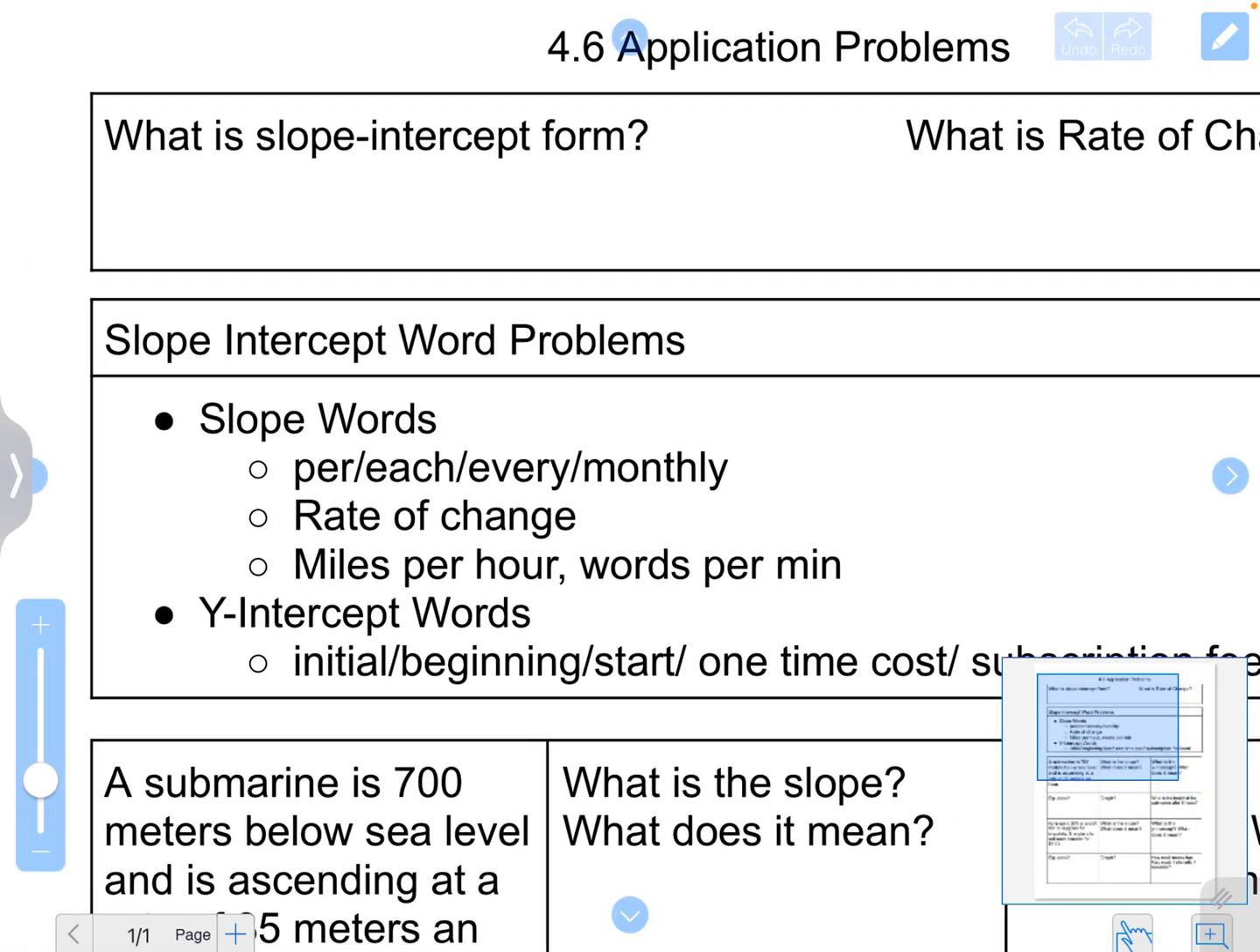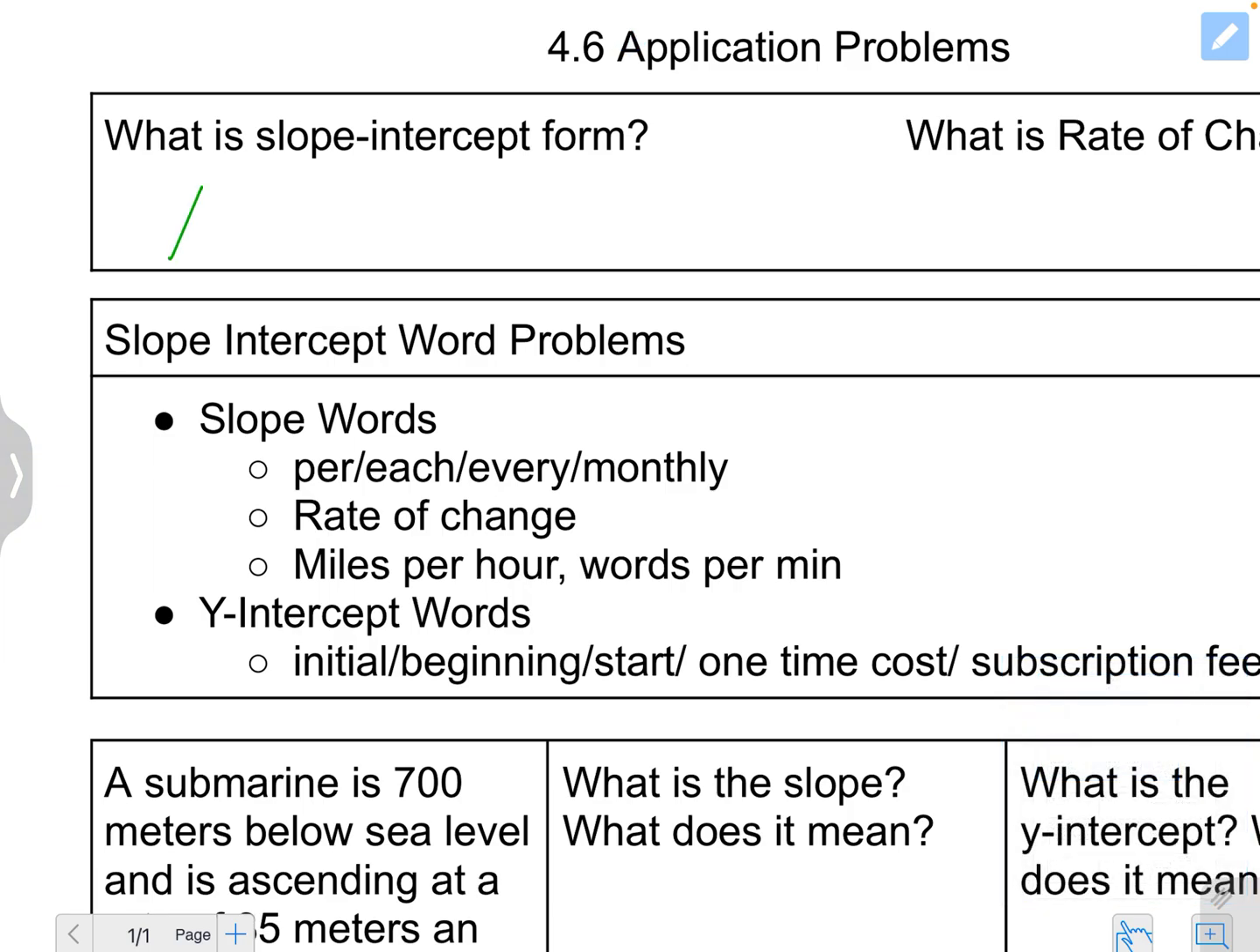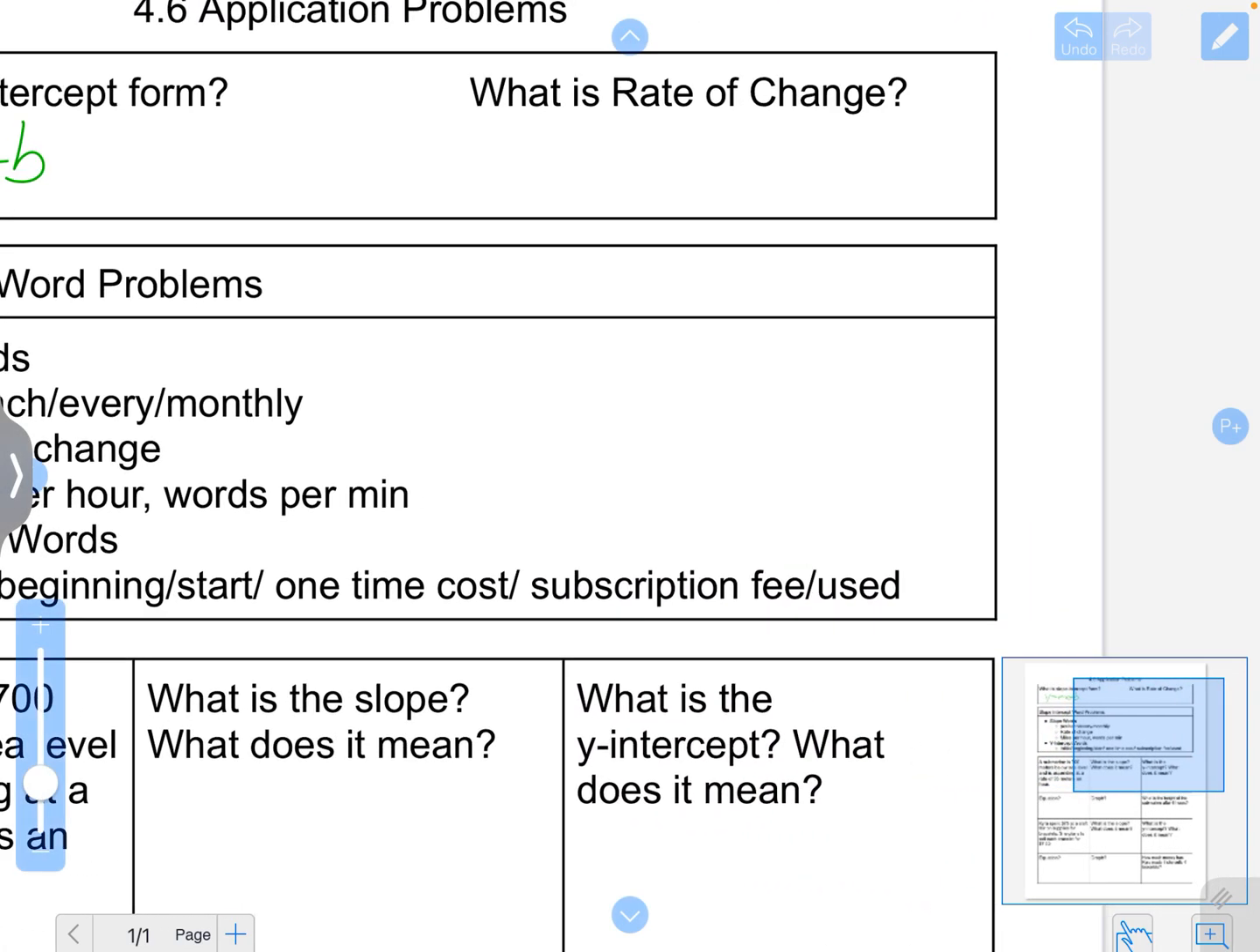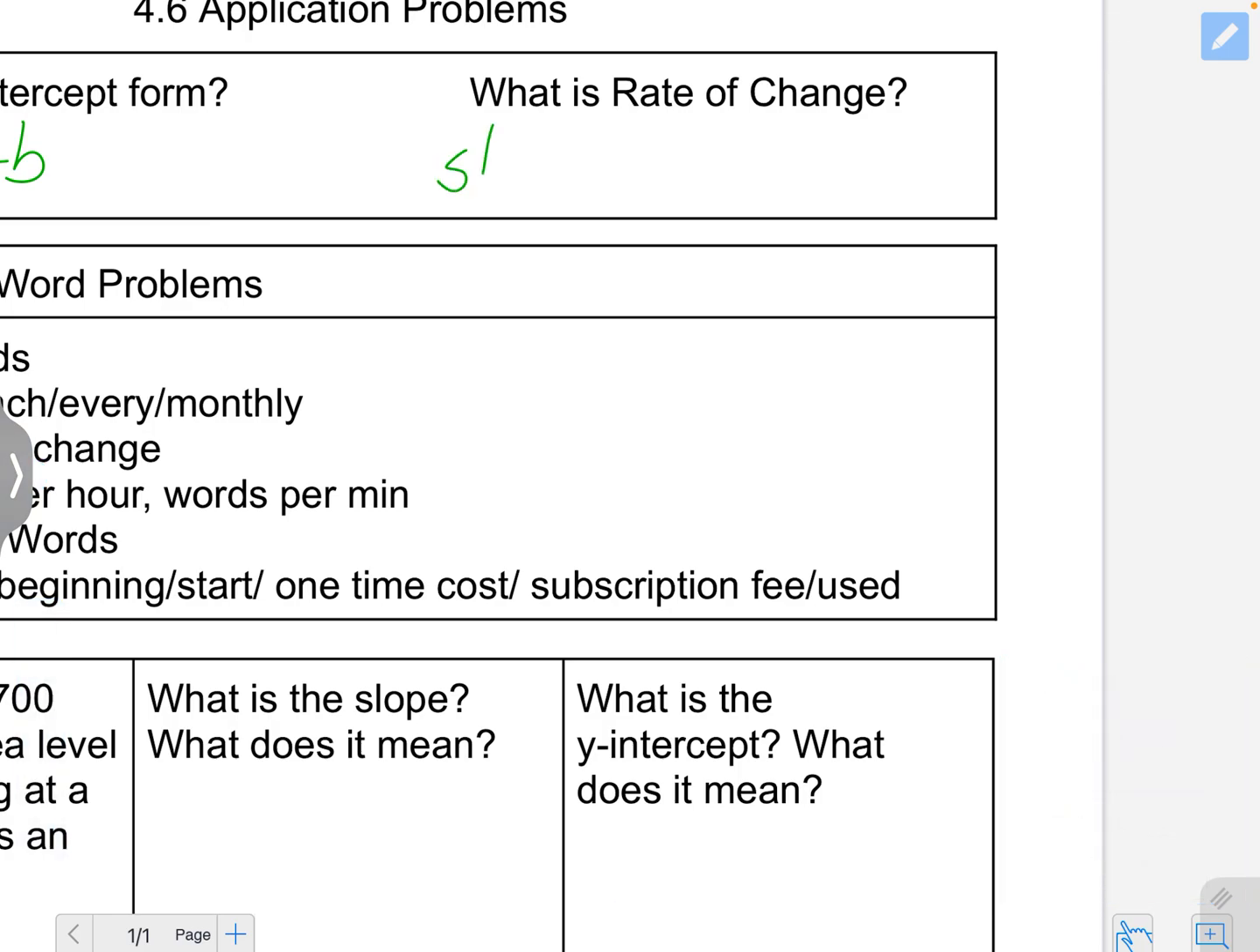First we want to remind ourselves what slope-intercept form is, which is y equals mx plus b. Again, it's our favorite form of a line. It's easy to graph, and that's why we like it. Remember that rate of change is our slope. Our slope we nickname with the letter m, and it is also our rise over run.